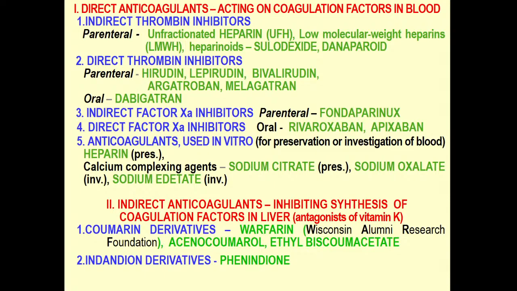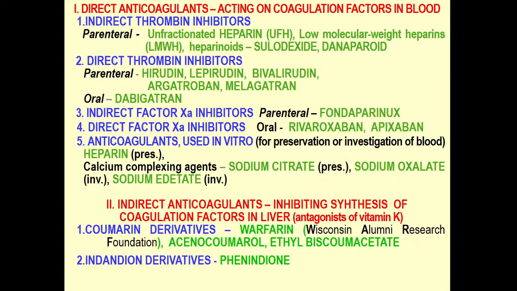Used in vitro are heparin for preservation, and calcium complexing agents: sodium citrate, sodium oxalate, and sodium edetate. Sodium citrate is used for preservation, but sodium oxalate and sodium edetate for investigation. All these five groups belong to so-called direct anticoagulants.